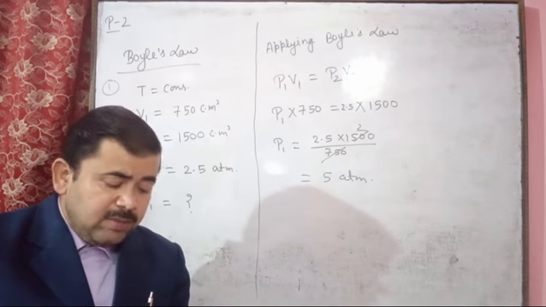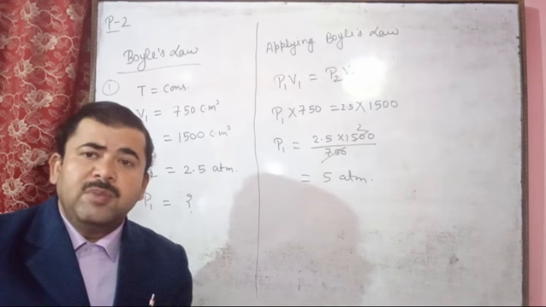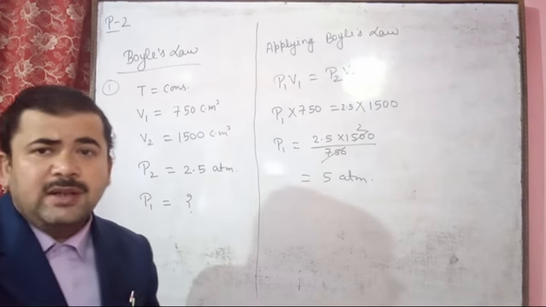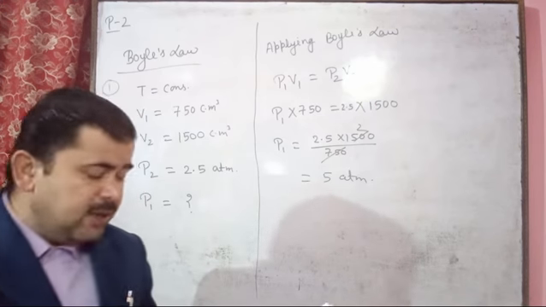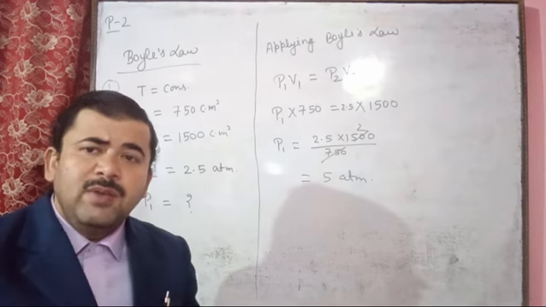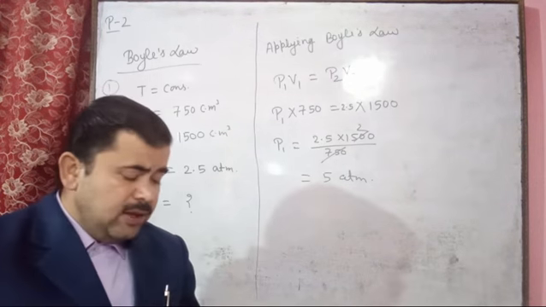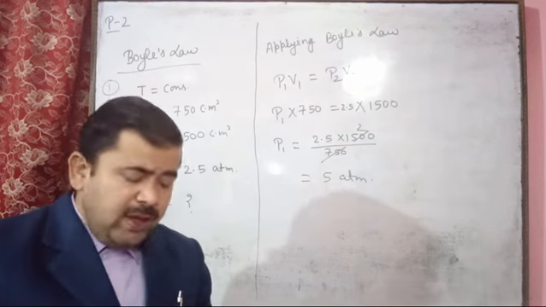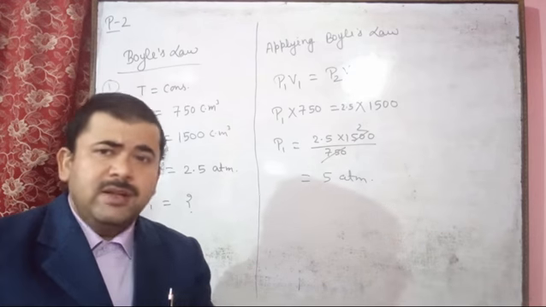The change was done at a constant temperature. So here the temperature is constant, and here also we will apply Boyle's law. Boyle's law means P1 V1 equal to P2 V2. Then by putting the values, we will get the answer.